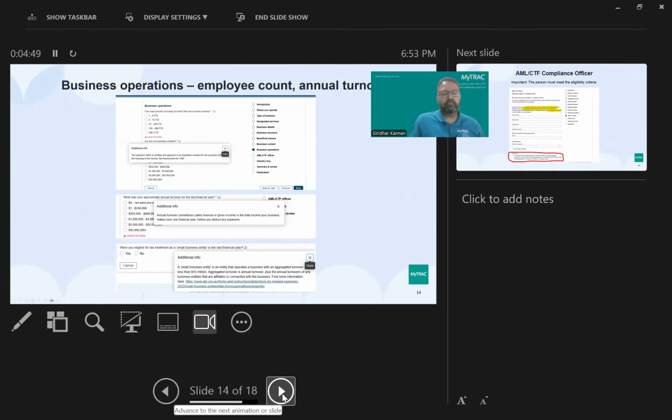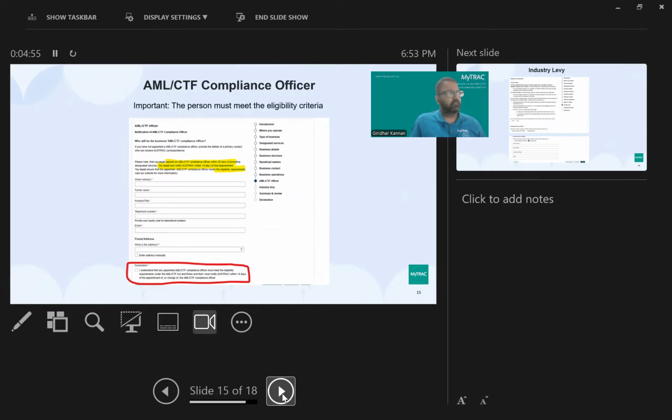Now, coming to the next important point, the AML/CTF compliance officer. If you're a single practice, then it is all you. But if you have a practice with multiple partners or a large team, you have another person who is eligible. If you're doing it, then you can provide their information.